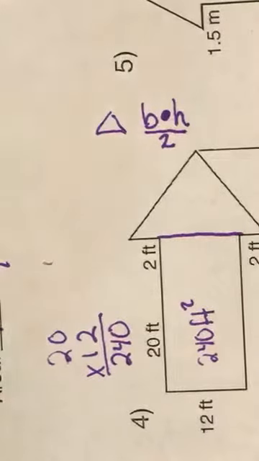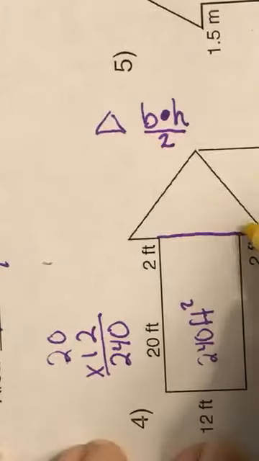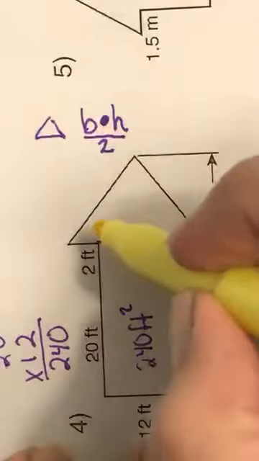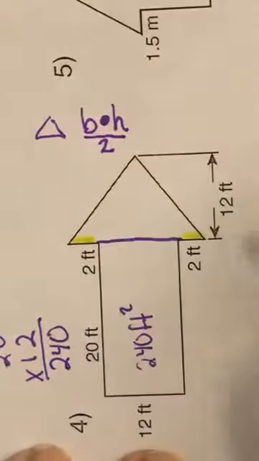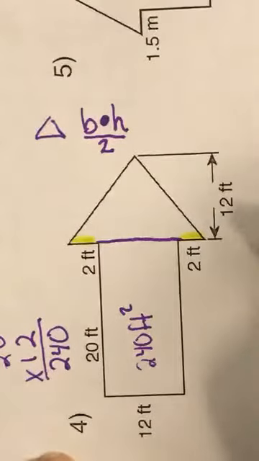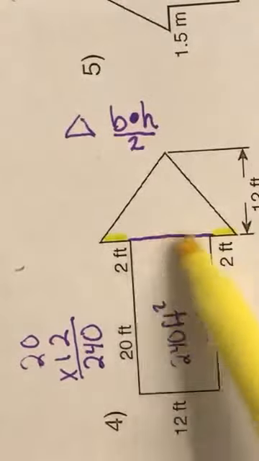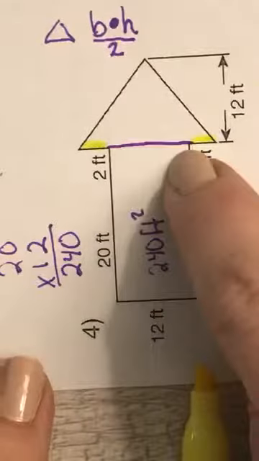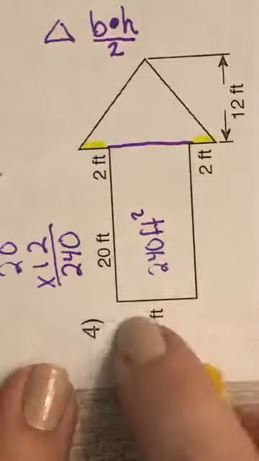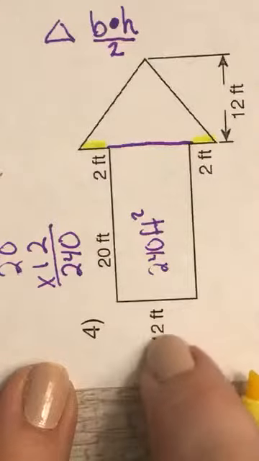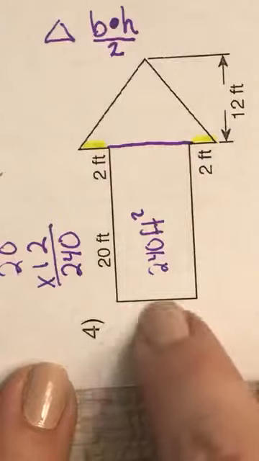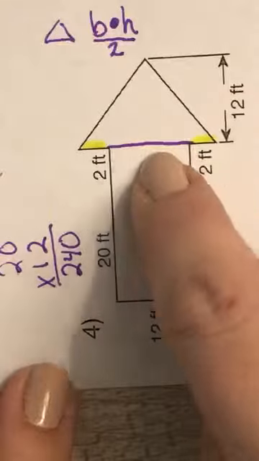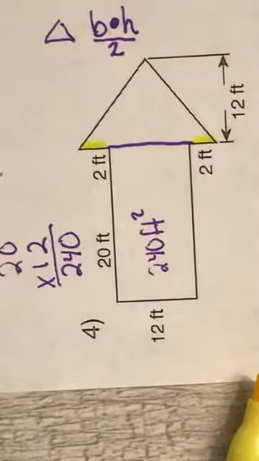Okay, right here it tells you that the measure of this part of the triangle bottom is 2 feet. And the measure of this part of the triangle bottom is also 2 feet. But what it doesn't tell you is this measure right here. So let's look at that. This measure right here is also the opposite side of this rectangle. And since this is 12 right here, that means this part right here also has to be 12.